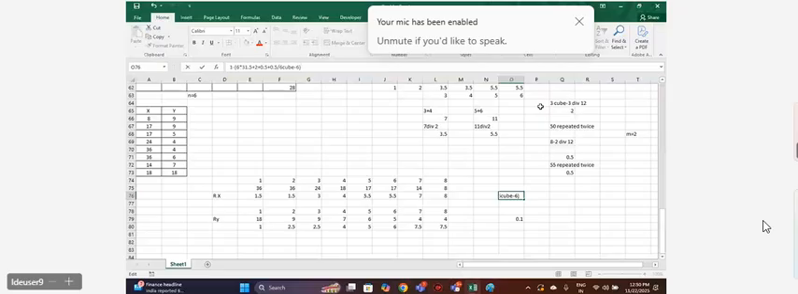So now you see here. The value is between 0 and 1. 0.1 is between 0 to 1. Understood.